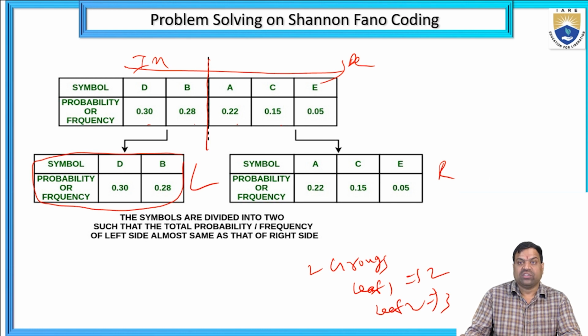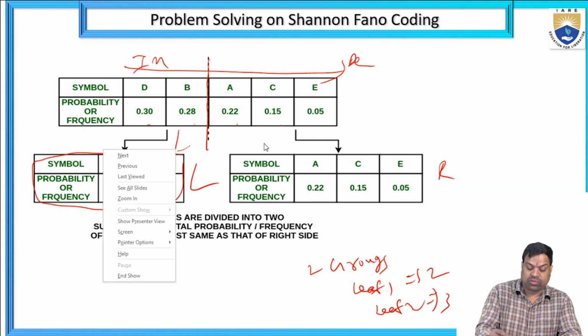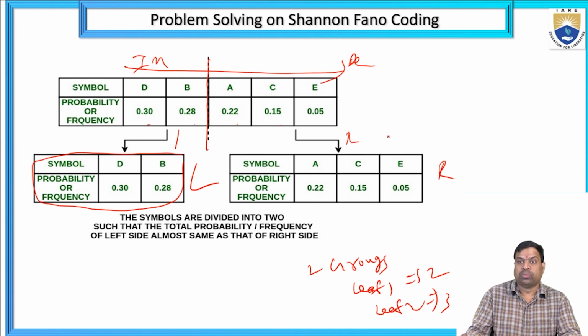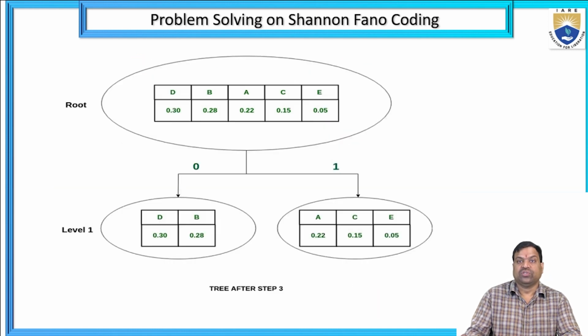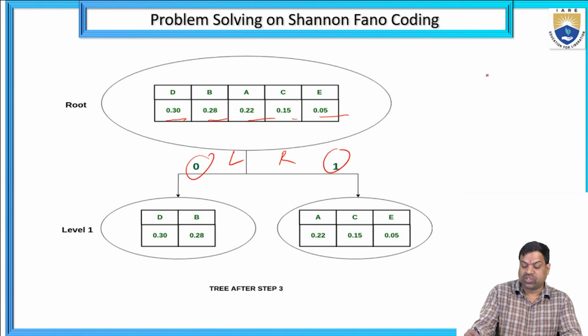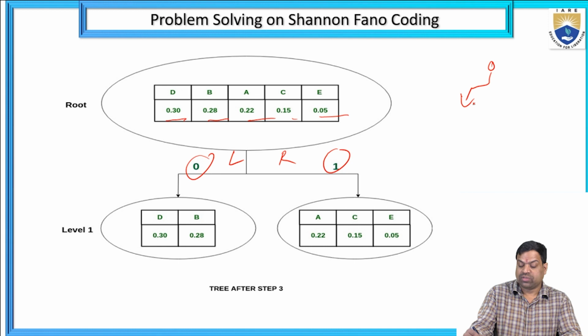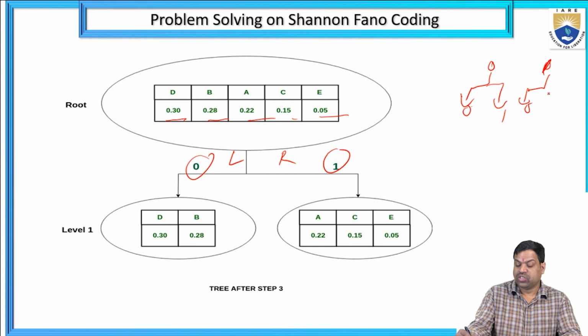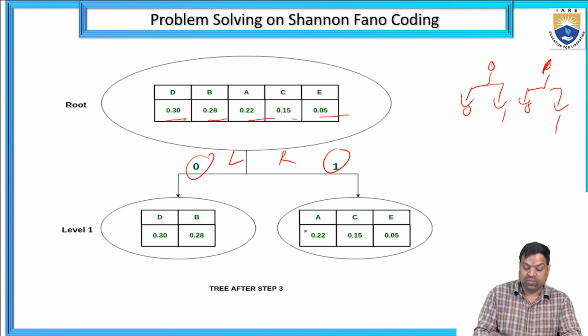So 0.3, 0.28 is the leftmost, and 0.22, 0.15, 0.05 is the rightmost. So it is D, B, A, C, E, and the total probability is split between the leftmost and rightmost. When taking the left as 0 and right as 1, this value is 0 and this value is 1.